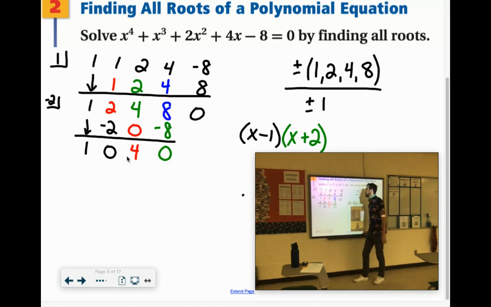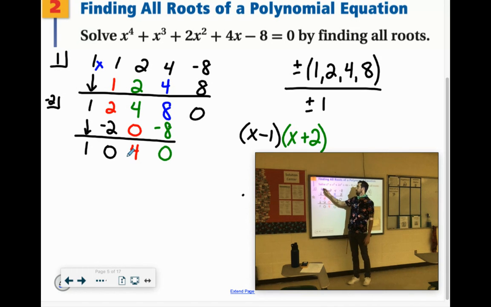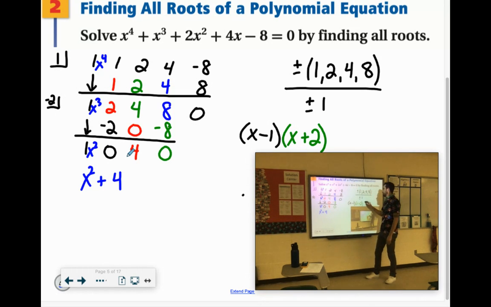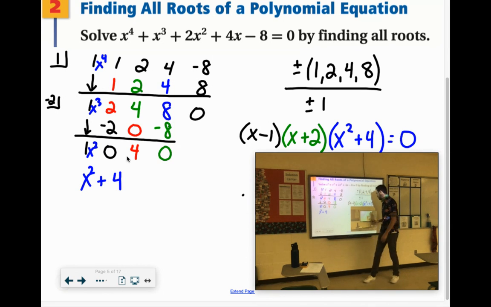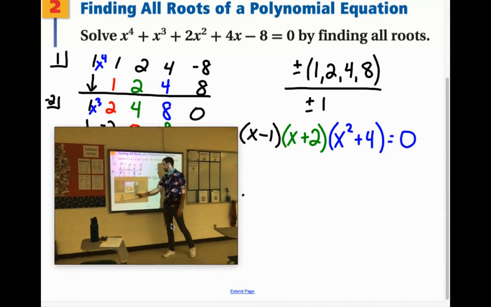So now think of what's left. This was x to the fourth up here. Then it was down to x to the third. So this is like x squared. So we have 1x squared plus 0x plus 4. That's all we have remaining. So let's write that like that. X squared plus 4. Let me scooch that over here.